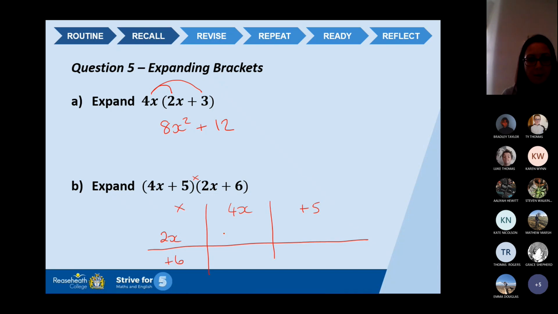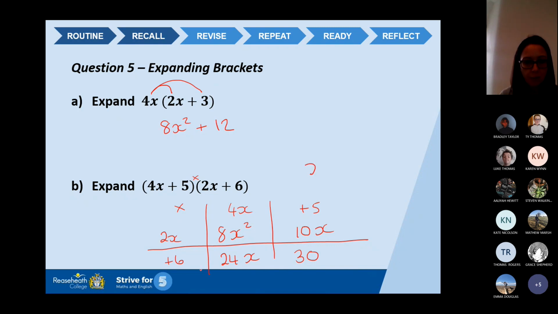Times. So 2x times 4x, 2 times 4 is 8x squared. You've got 2x times 5 is 10x. You've got 6 times 4 is 24x. And then you've got 6 times 5 is 30. And then we just need to write that out and we need to simplify it a little bit.